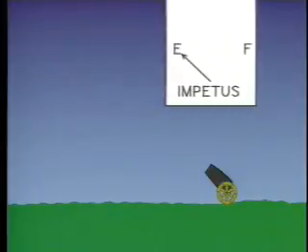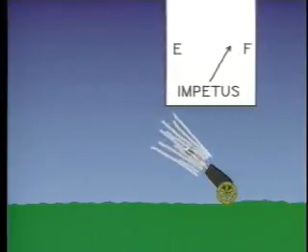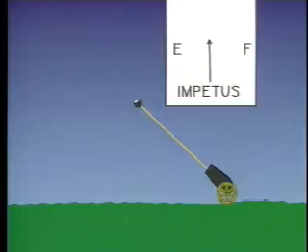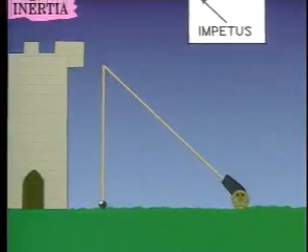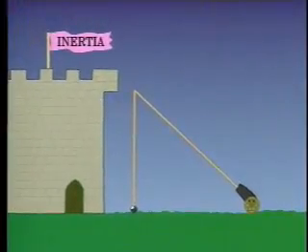Launching a projectile imbued it with a finite amount of impetus, which gave the object its motion. When its impetus was consumed, the object suddenly dropped to earth. Impetus wasn't a bad idea, but it fell short of its target.